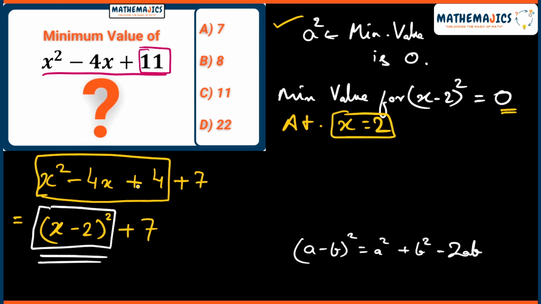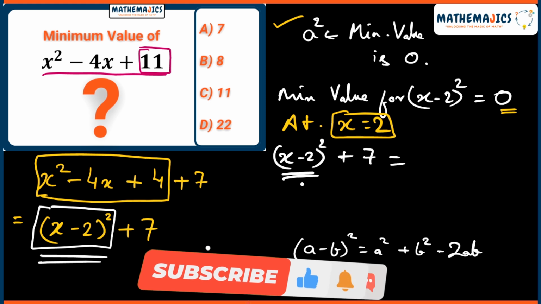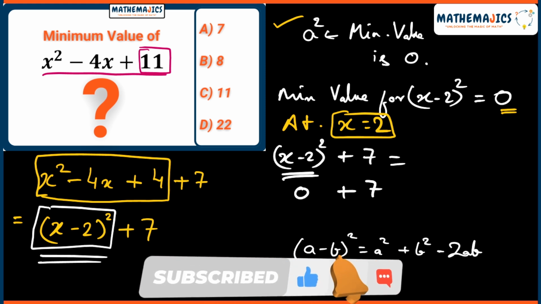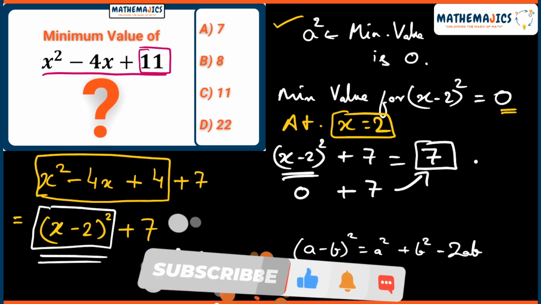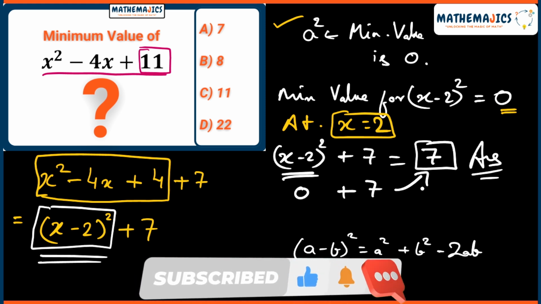That means what will be the minimum value? The minimum value will be 7 in that case. At x equals to 2, let me write it down. At x equals to 2, x minus 2 whole square plus 7 will become what? This will become 0. Yes, this will become 0, and we will get 0 plus 7 as 7. So 7 will be the minimum value. That will be our final answer.